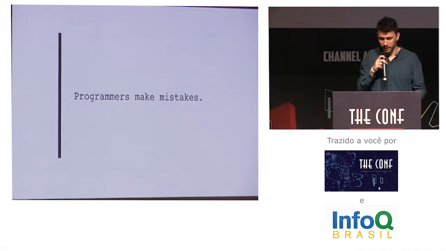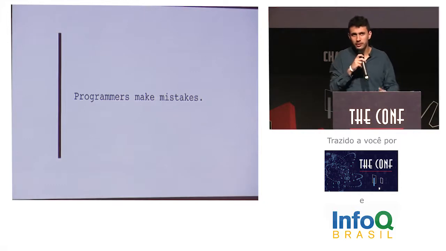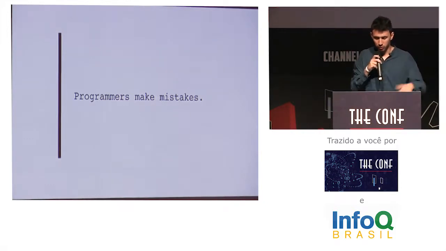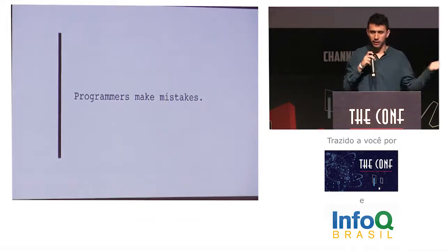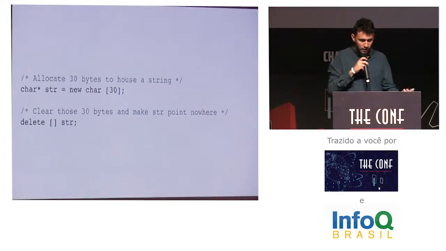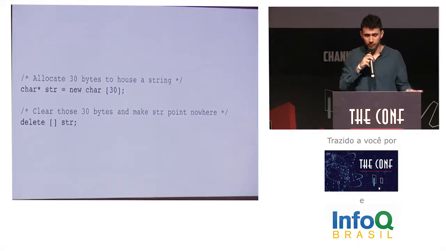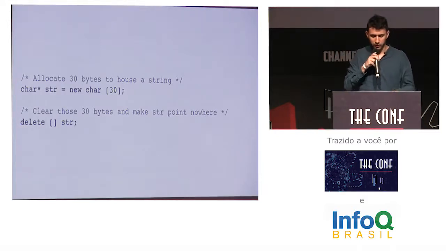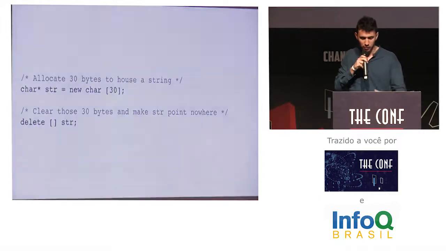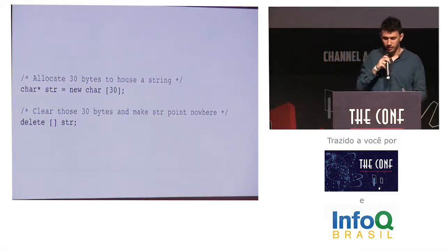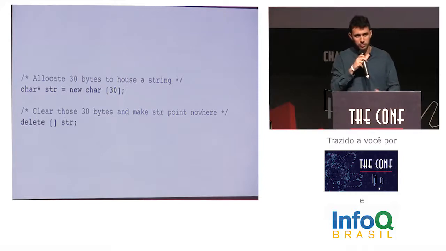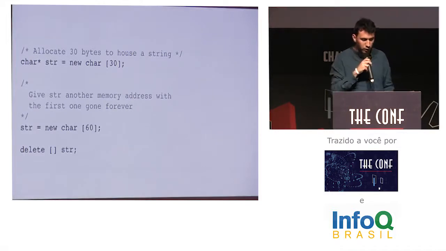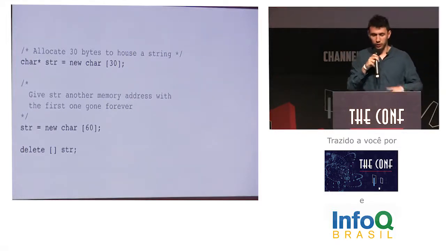Okay, programmers make mistakes, it happens. We have the power to do the right thing and the power to do the wrong thing. Let me show one case where it can all go very wrong. We have a C++ operator called new, which allocates heap memory, and the delete operator frees heap memory. For every new operator, you should use delete so that you free the same memory you allocated. No problem here, no memory issue here. Okay, let's move forward.